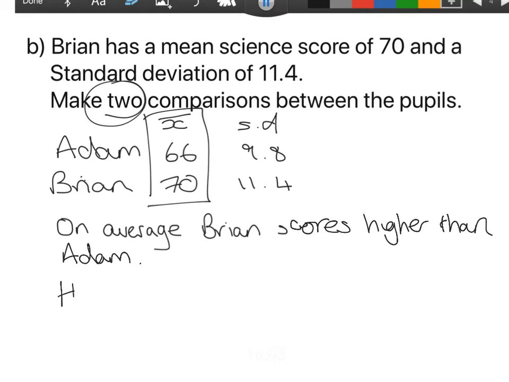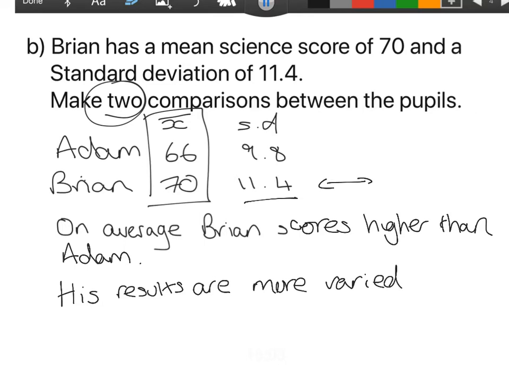Okay, second sentence is now going to talk about the standard deviation. So his results are, now his standard deviation is higher. Now the higher the number, the more spread out they are. So his results are more spread out. So his results are more varied. And you don't need to say why, but for the sake of your notes, I'm going to write this is due to a higher standard deviation.